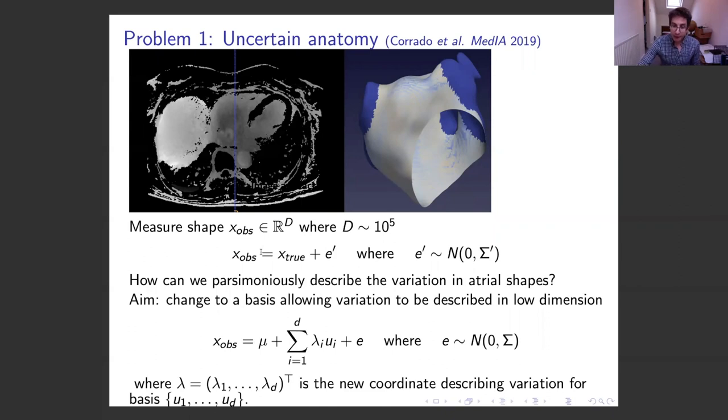So what we're going to try and do here is change to a different basis, a low dimensional basis that describes the variation in a small number of coordinates. So we're going to try and write our data as some mean shape, the average shape for the population, plus a small number of coordinates, d coordinates, lambda_i here, times these basis directions that describe the variation in atrial shape for the population, plus the noise term.